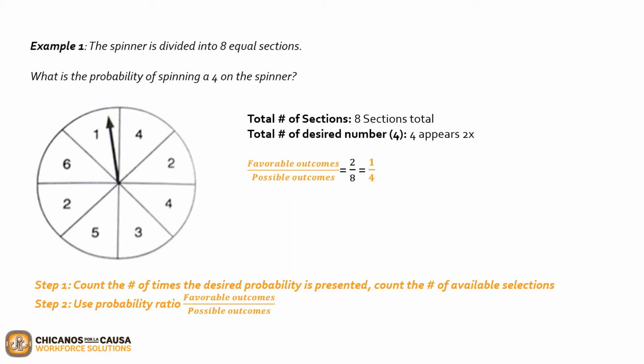So if we have 2 over 8, we can then further break that down to 1 over 4, as both 2 and 8 have a multiple of 2. So all we did was divide both 2 and 8 by 2. So if we take 1 over 4, that means that 1 out of every 4 spins is going to give us the number 4. Okay, so 1 over 4 or 1 out of 4 can also be displayed as 0.25 as a decimal, or of course 25%.